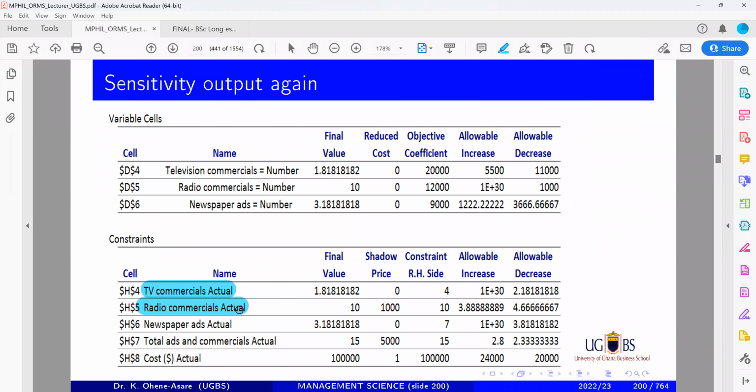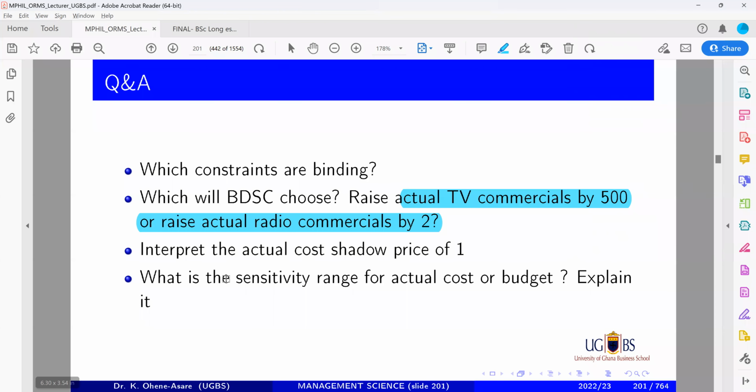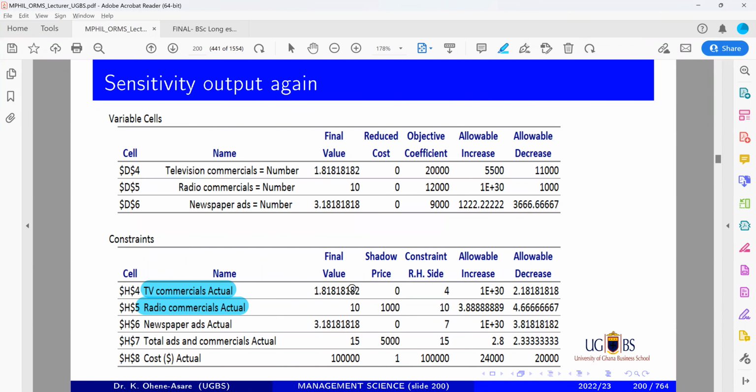Okay, next one. Look at the actual shadow price. Let me take the shadow price of radio, 1,000. What does that mean? What does a 1,000 radio shadow price mean? I want your personal understanding. The shadow price of 1,000. What does that really mean? Beauty.